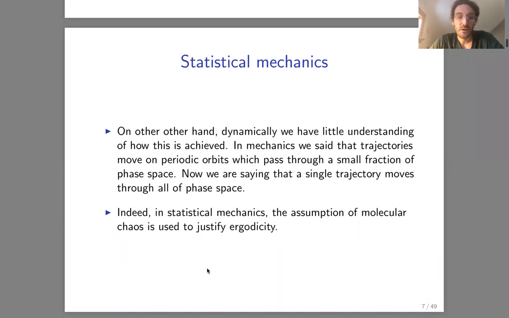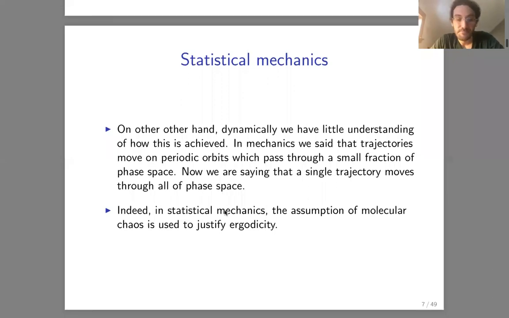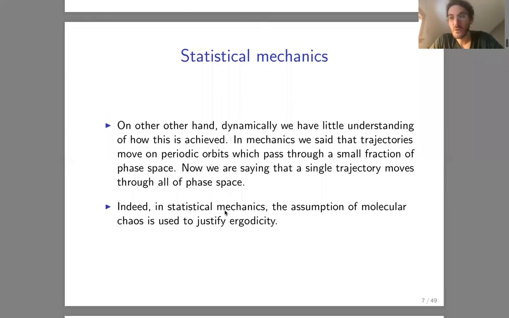And so in statistical mechanics, we're using this assumption of molecular chaos to justify ergodicity. Ergodicity being that a single trajectory fills all the phase space, and we usually go on to say that that's ultimately due to chaos. So it seems that when we learn mechanics, we say we don't need chaos. When we learn statistical mechanics, it's the foundation of everything.